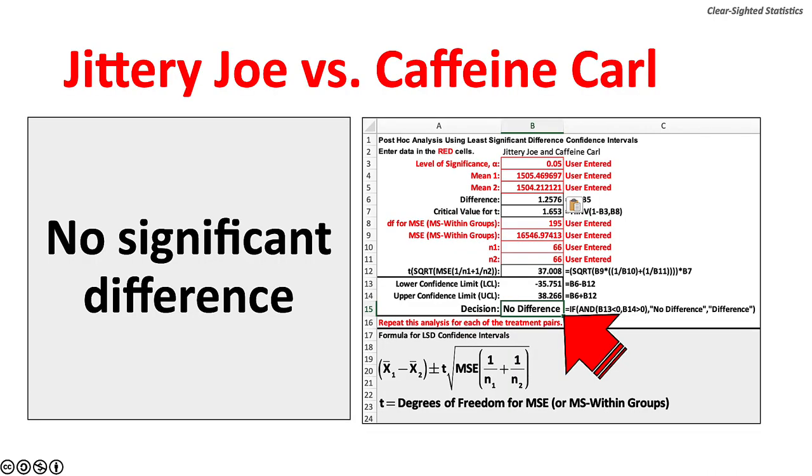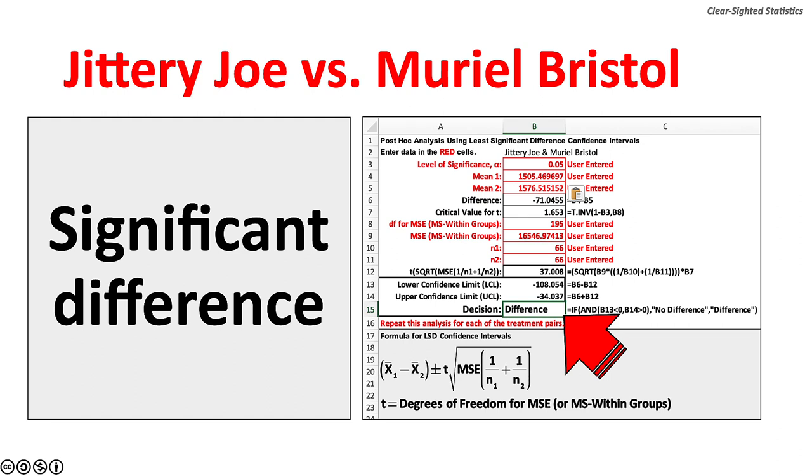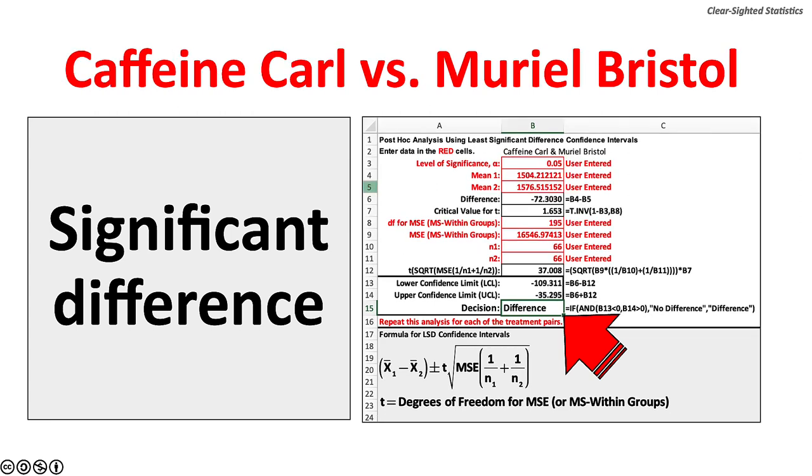Here is the Fisher's LSD confidence interval for Jittery Joe and Caffeine Carl. Their sales are essentially equal because the lower confidence limit is negative and the upper confidence limit is positive. Here is the LSD confidence interval for Jittery Joe and Maureen Bristol. There is a significant difference in sales because both the lower confidence limit and the upper confidence limit are negative. Finally, here is the LSD confidence interval for Caffeine Carl and Maureen Bristol. There is a significant difference in sales because both the lower confidence limit and upper confidence limit are negative.